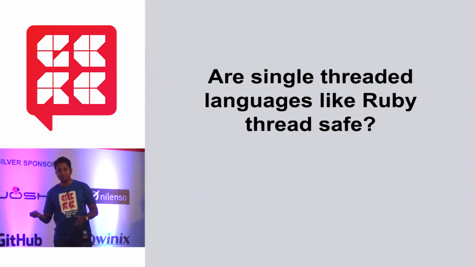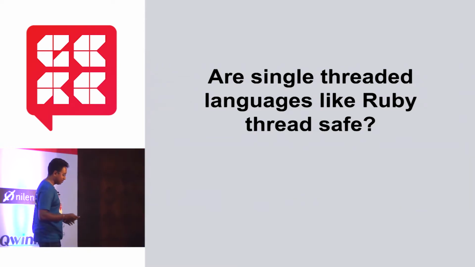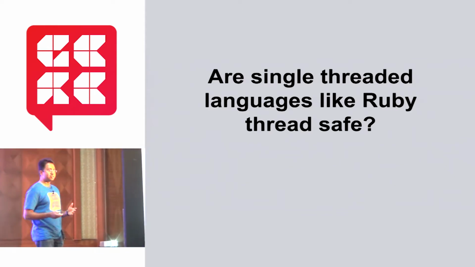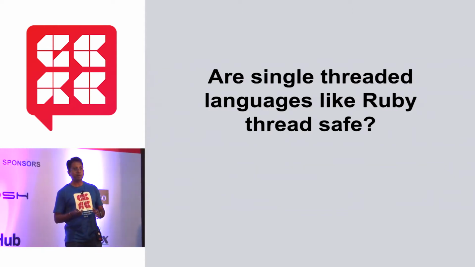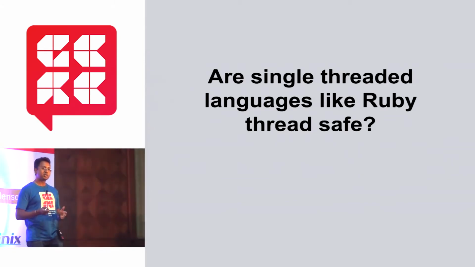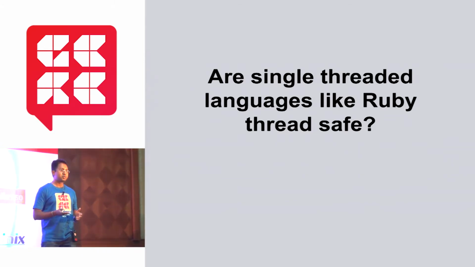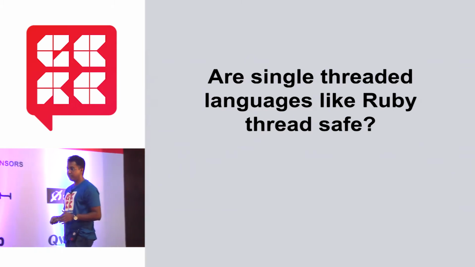In fact, they are not. Having single-threaded does not mean it's thread safe, right? Threads can switch context, and based on how the language has been implemented and how often the threads can switch context and at what point they can switch, things can go wrong, right?